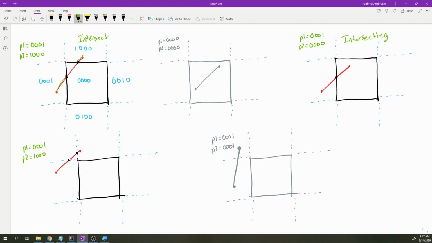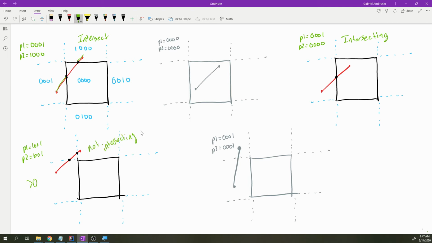What about this one? Well, we would get right here, this is going to end up being this top left region code, and this one will also be the top left region code. So I didn't actually change these P values, but what it would look like now is this would be 1001 and this one would be 1001. And so if we AND these together, since they're both in that top left region, then we would end up getting something greater than 0. So we know this one is definitely not intersecting.